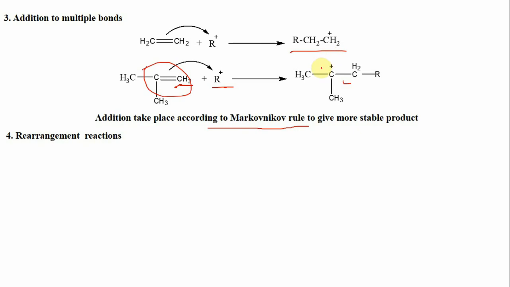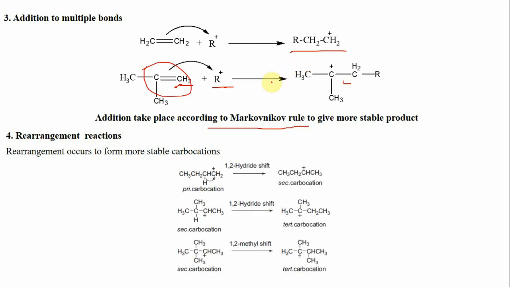The most characteristic reaction of these carbocations is rearrangement reactions, and these carbocations undergo rearrangement reactions to acquire extra stability. For example, this primary carbocation can undergo a 1,2 hydride shift, in which this hydrogen shifts to this primary carbon in the form of a hydride ion to give rise to a secondary carbocation, which is more stable as compared to this primary carbocation.